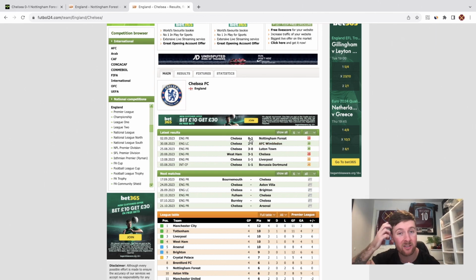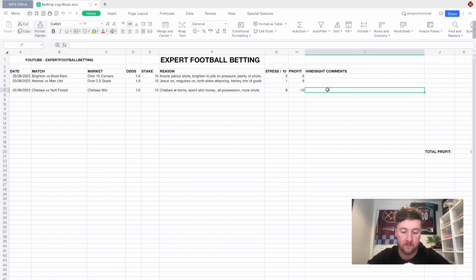And another thing to mention, Chelsea have spent loads of money, but their whole squad is new basically. So they're still gelling. They haven't got the tactics right. They don't know how each other play properly. So again, that's another hindsight comment. So we typed that in. Didn't look at past results. Nottingham Forest, tough away start, but did well. Chelsea gelling.